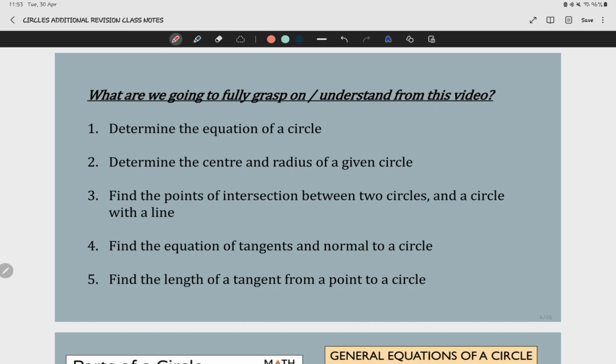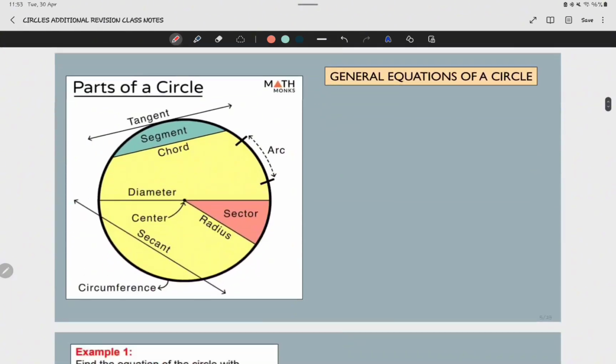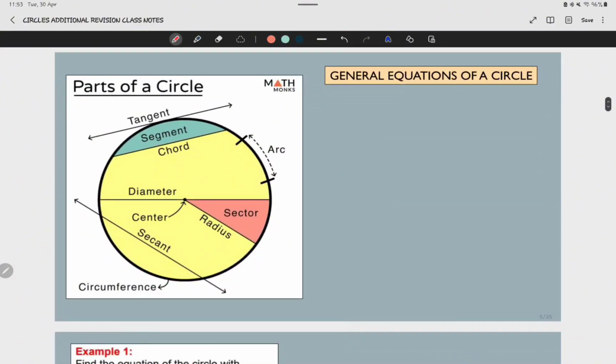You will also learn through this video how to find the equation of tangents and normals to a circle, and also how to find the length of the tangent. This one you cannot just eyeball, you have to visualize. You must visualize. If you don't visualize, then you cannot solve the questions. So without further ado, this is the basics.